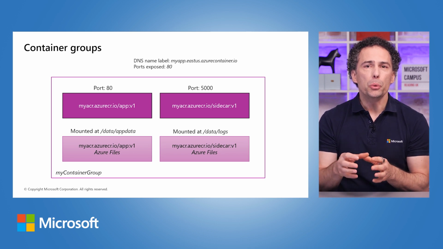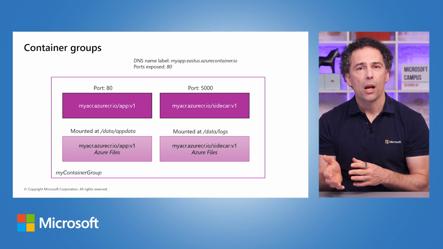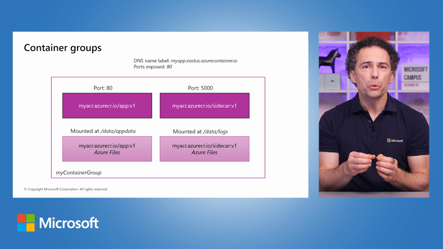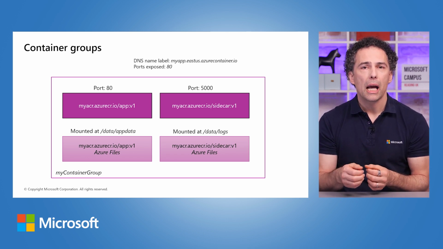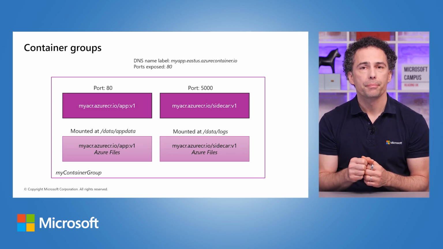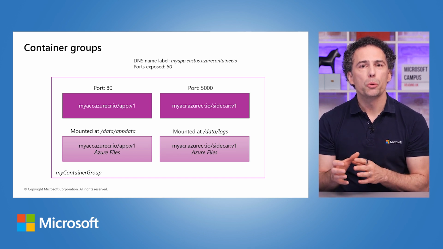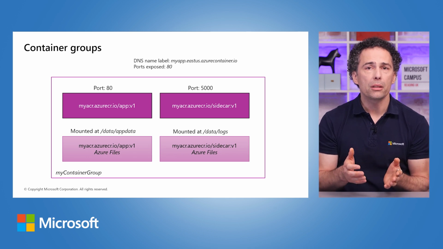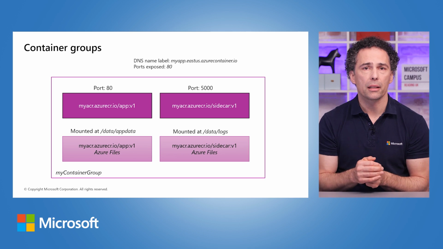It consists of two different containers. One container listens on port 80, while the other listens on port 5000. It also includes two Azure file shares as volume mounts, and each container mounts one of the shares locally. It's important to understand that multi-container groups currently support only Linux containers. For Windows containers, Azure Container Instances only support deployment of a single instance.